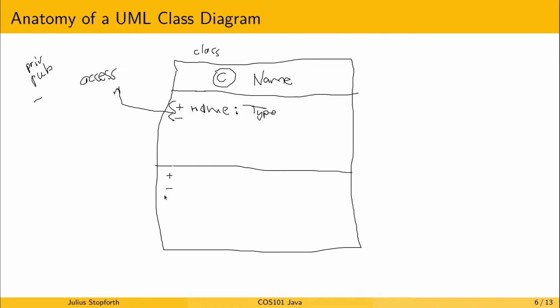Oftentimes, we don't have private methods listed as part of the UML diagram, just because they're not actually useful in seeing how classes communicate with each other, right? However, the data contained within a class is relevant no matter what. Okay, so private, public, and protected attributes are all listed. However, only public and protected methods are listed. We don't often list private methods.